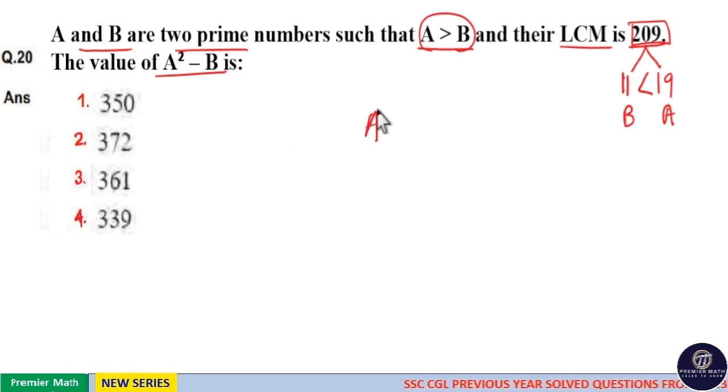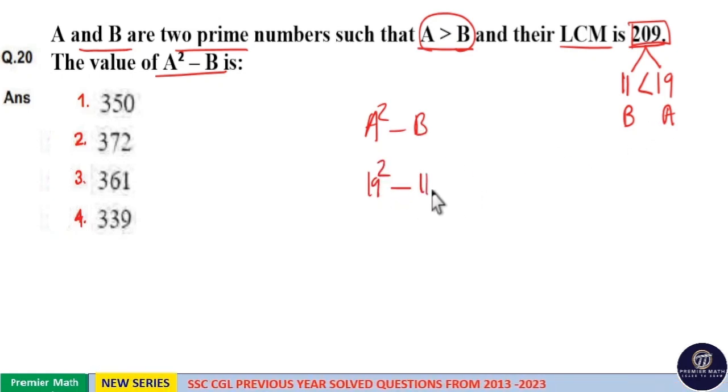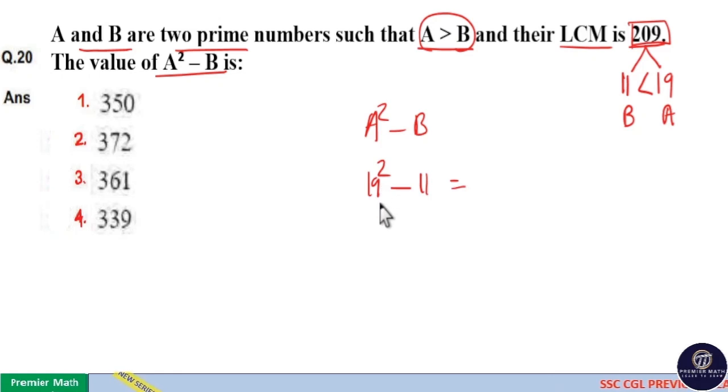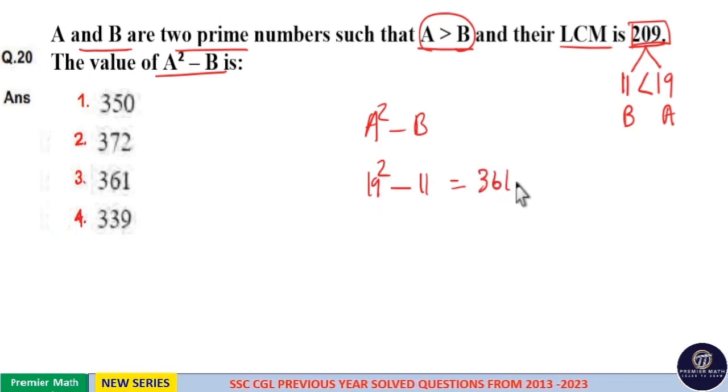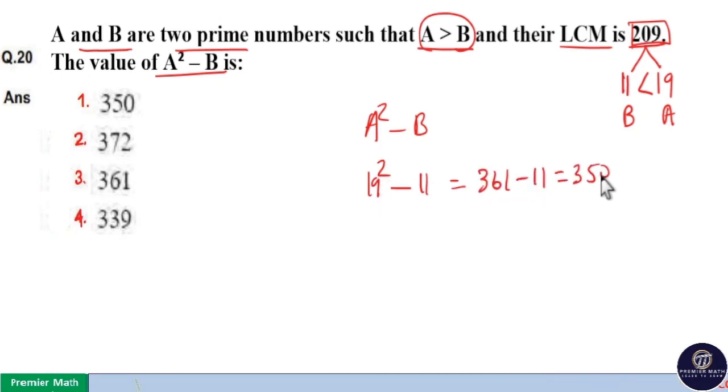Now we need A square minus B. A square is equal to 19 square and B is equal to 11, which is equal to 361 minus 11, 350. So option 1 is your answer.